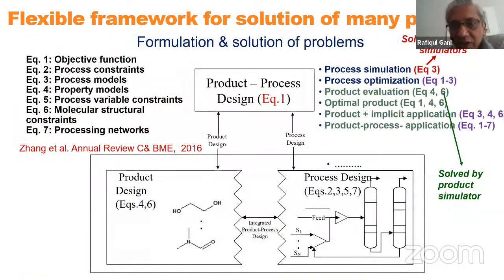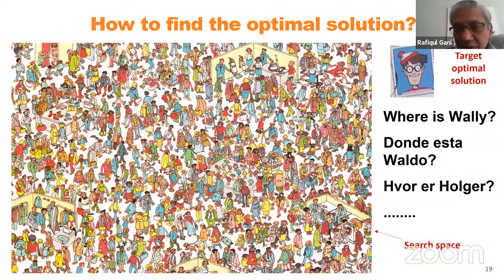Now, I will not go into the details of the optimization strategy, but I will, through a cartoon, like here, give you the concept of the optimization. So the idea is that Wally, he's called Wally in English, in Spanish called Waldo, in Danish called Holger. The idea is to find Holger in the picture. And you can think of Holger as our optimal solution. How do we find it? We magnify, magnify, magnify until we find Holger.